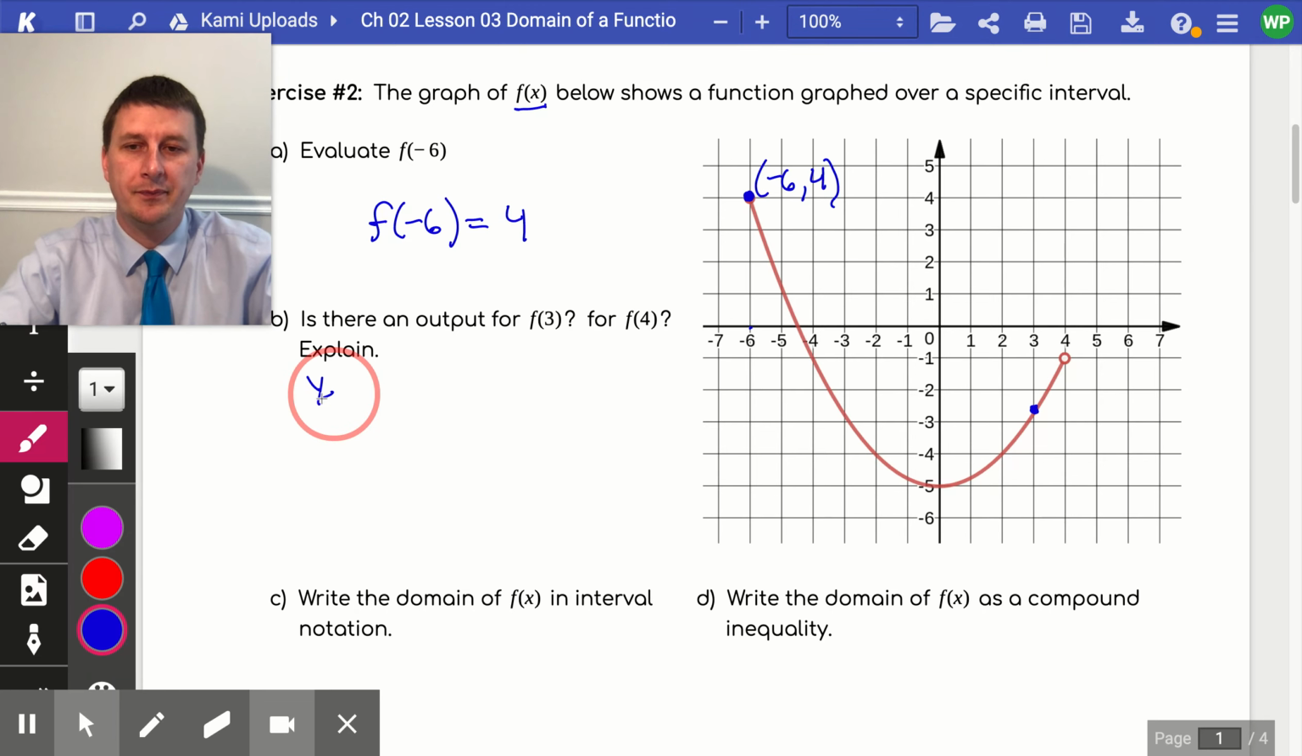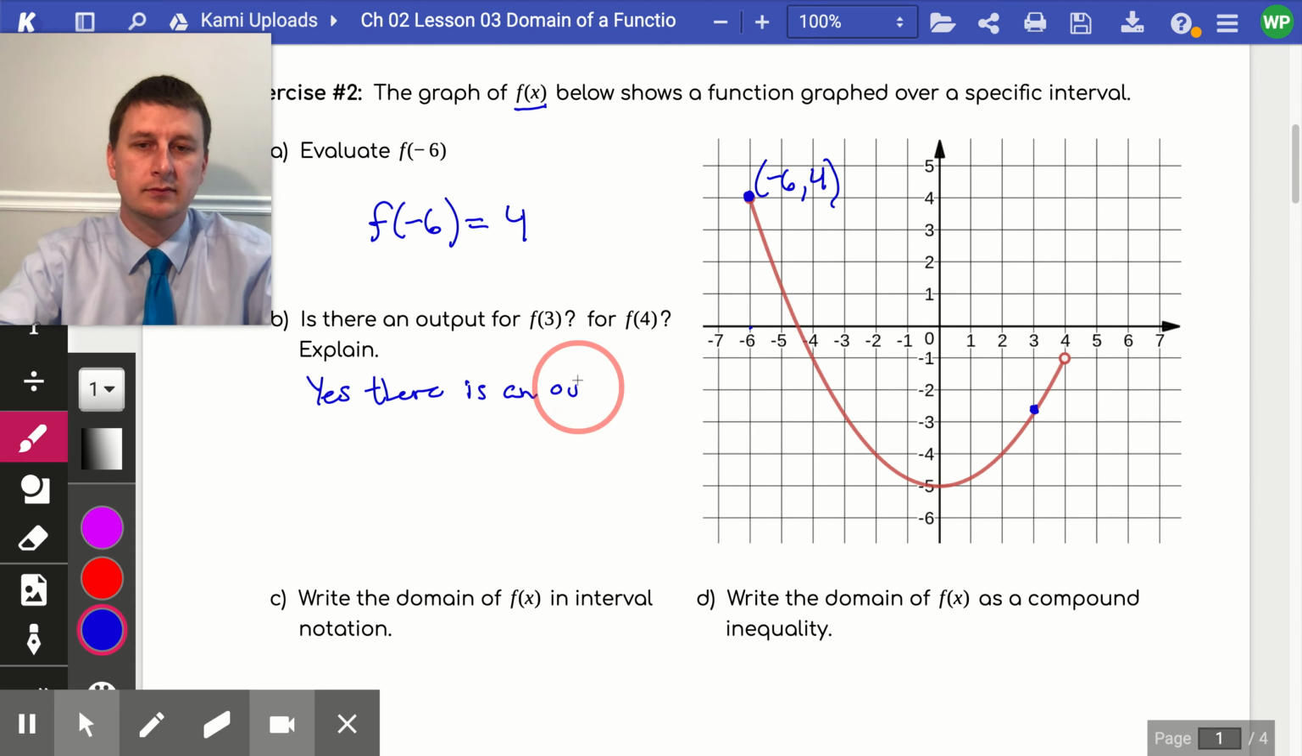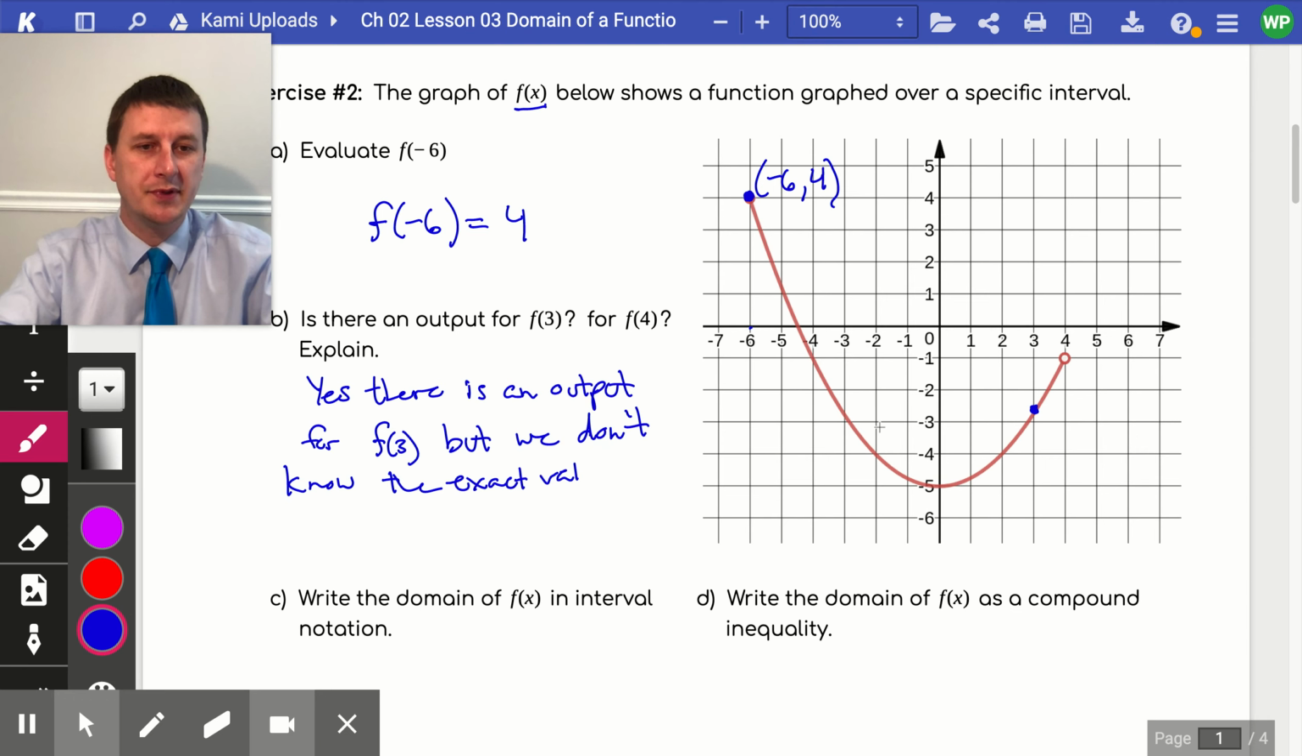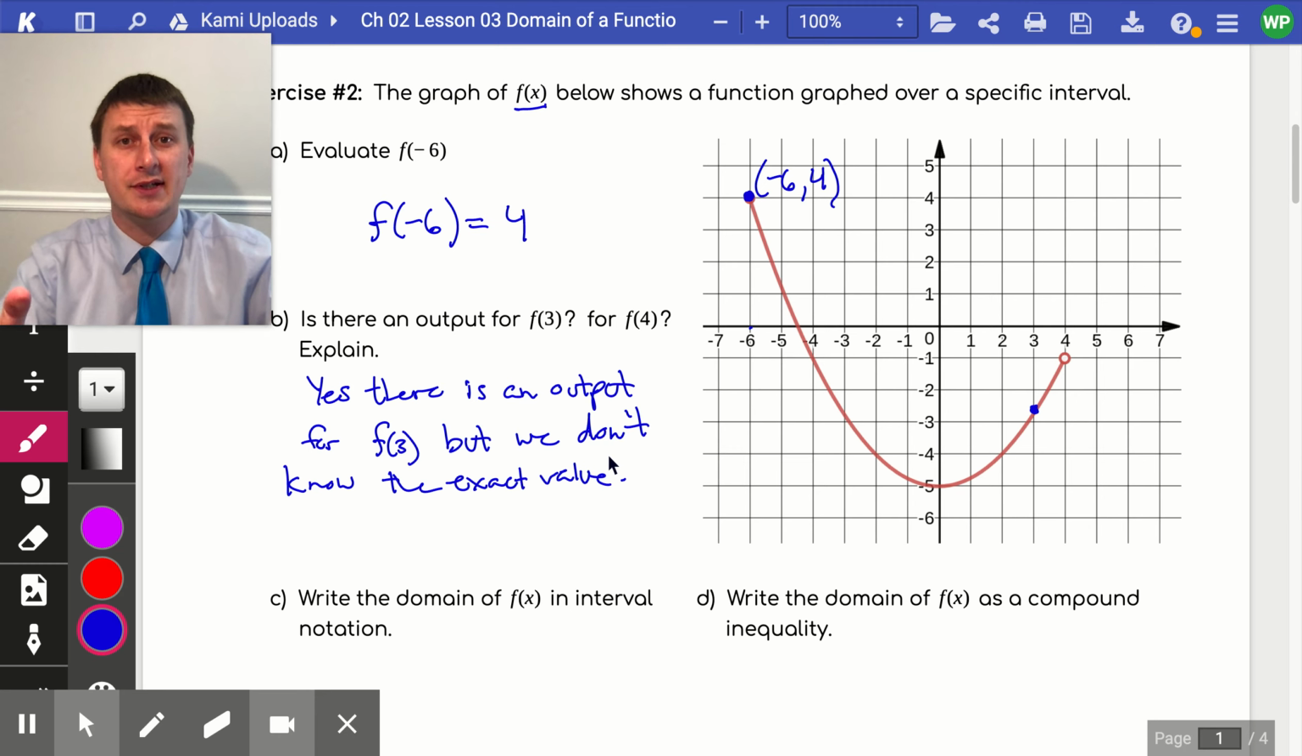So yes, there is an output for f of 3, but we don't know the exact decimal value. And that's because it's somewhere between -2 and -3. Looks a little bit closer to -3. So we could take an estimate of the range of possibilities, but we don't know the exact value, but there's definitely an output, and that output is -2 point something that we don't know. But there is an output, and that's what it's asking.